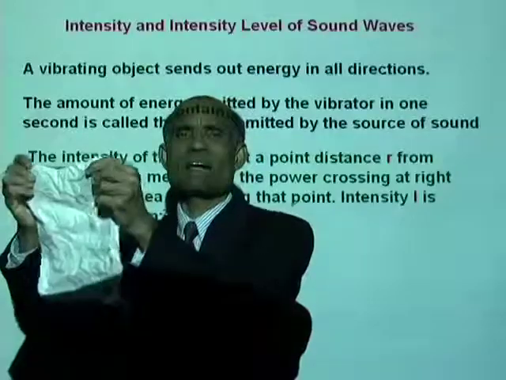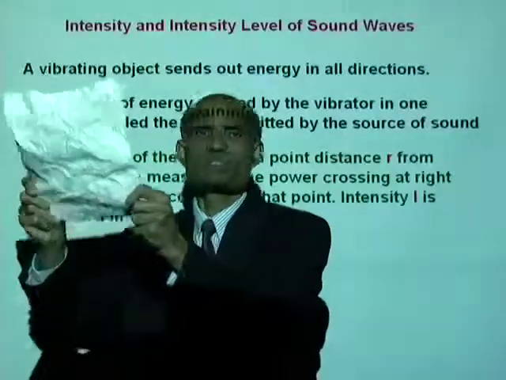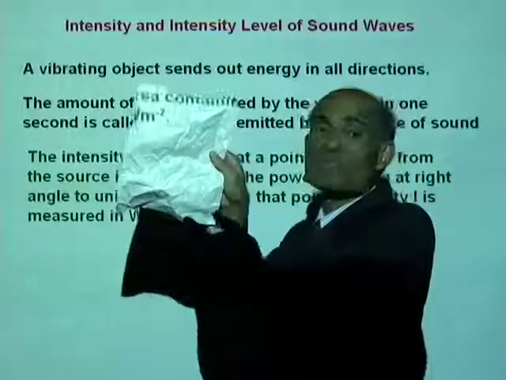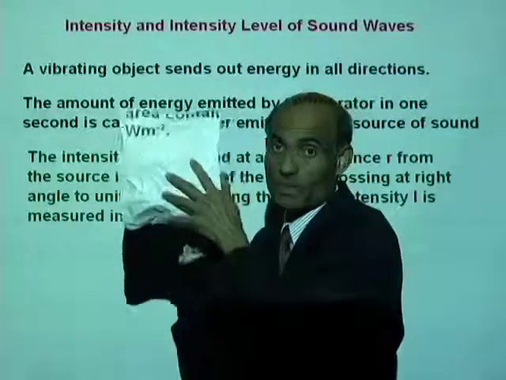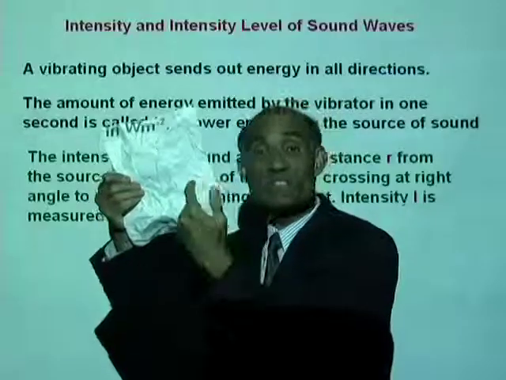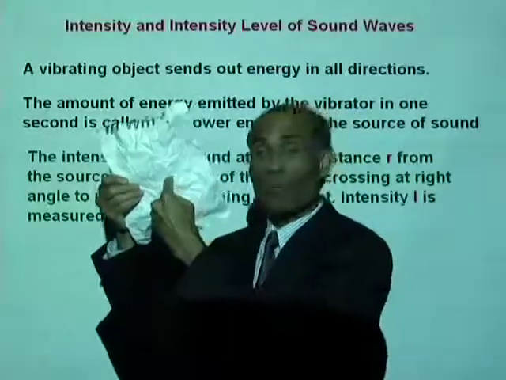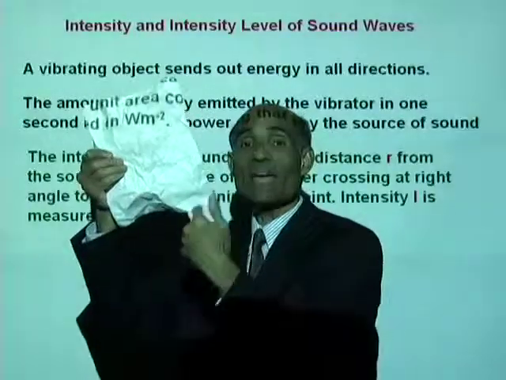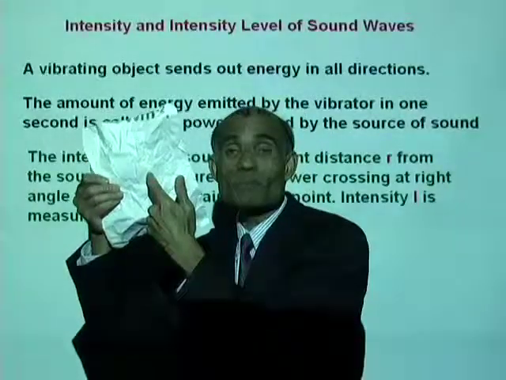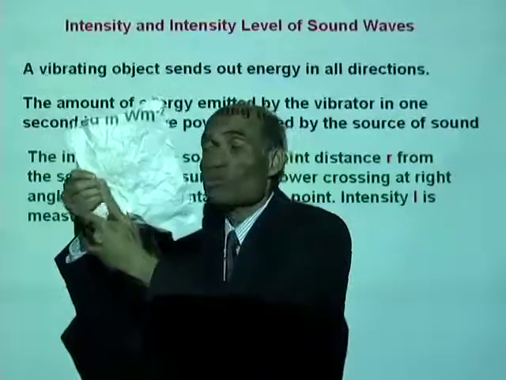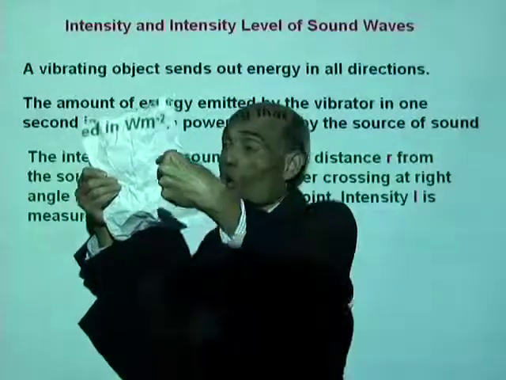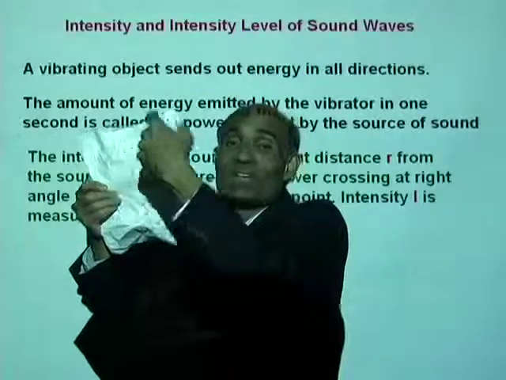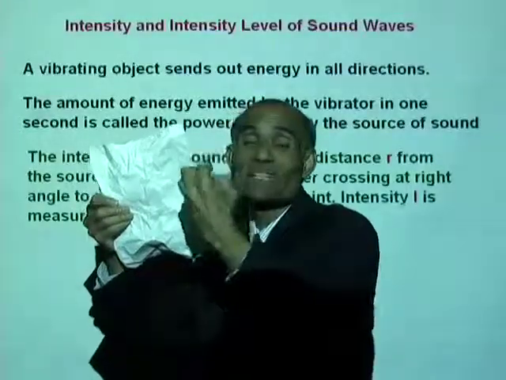Suppose this is the paper I crumbled some time ago. Suppose this is a unit area and I have an object vibrating in front of me. Now I want to find the intensity of that sound at a point here. All I need to do is take a unit area containing that point and measure the total energy crossing at right angles to that unit area. You see, that is a measure of the intensity.